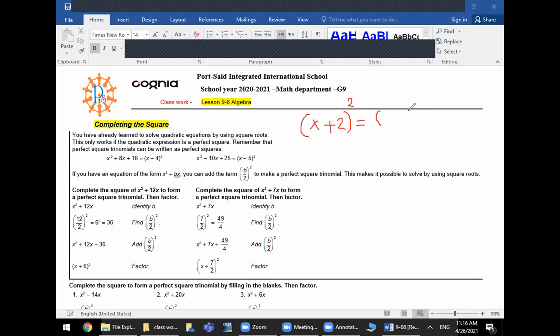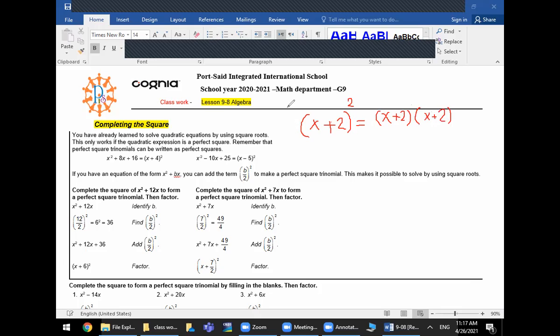That means that you have two parentheses, right? They have the same numbers inside it: x plus 2 and x plus 2, right? Yes. Okay, so you have two different ways.